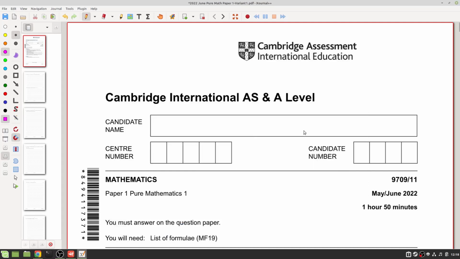Hi, and welcome to another past paper walkthrough. This is again from the Cambridge International AS and A levels papers. This is paper 1, pure mathematics, and it is from May-June 2022. And this is variant 1 of the pure maths paper 1.